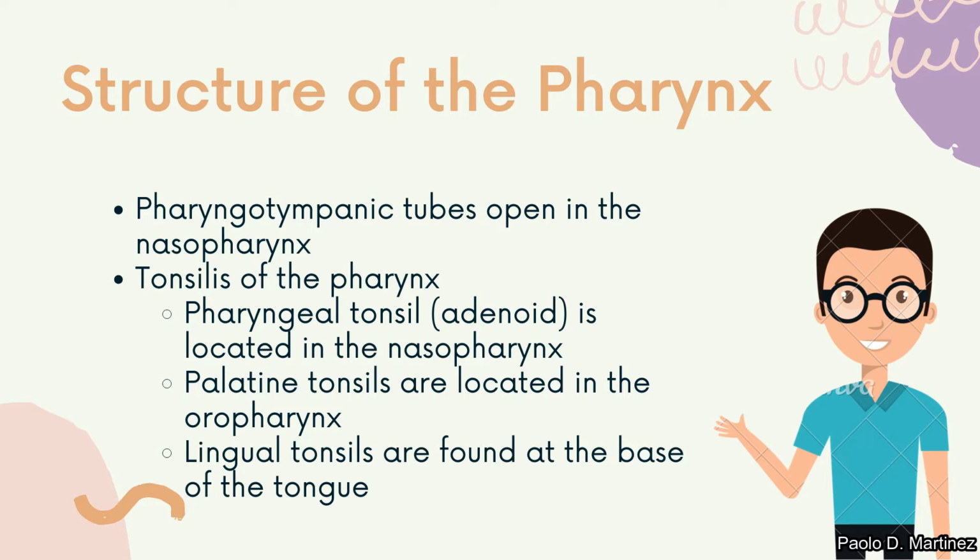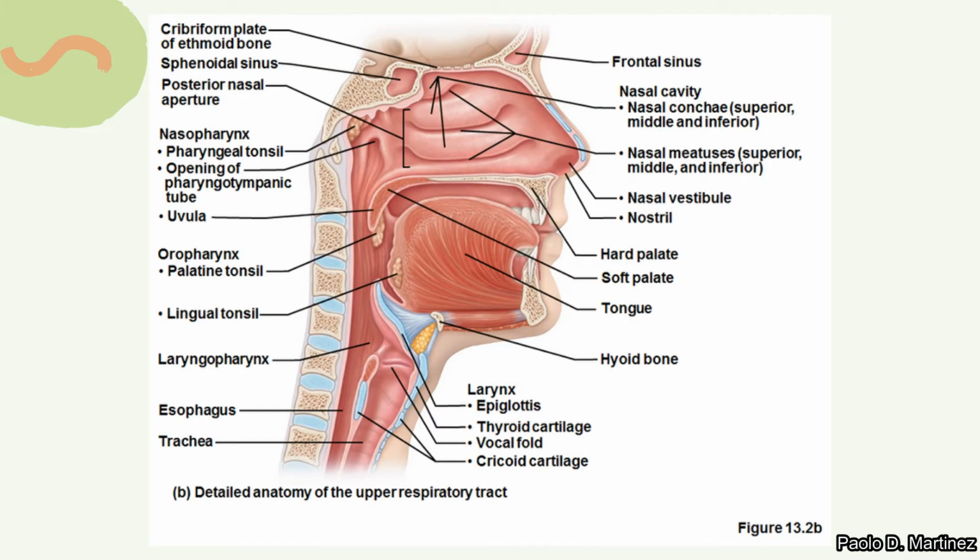Now, moving on to the structure of the pharynx. Pharyngotympanic tubes open in the nasopharynx. Tonsils of the pharynx: we have the pharyngeal tonsil, or the adenoid, located in the nasopharynx. The palatine tonsils are located in the oropharynx. The lingual tonsils are also found at the base of the tongue. Now, this slide shows all the different parts that make up the upper respiratory tract.